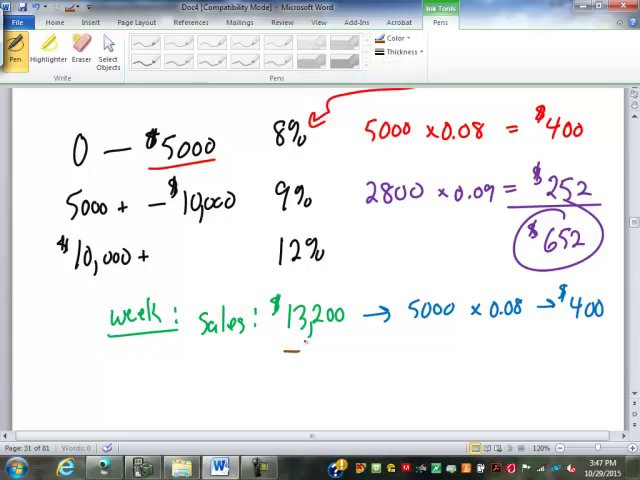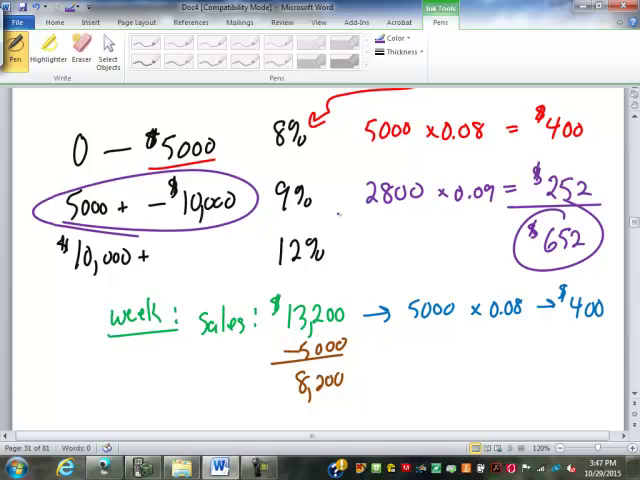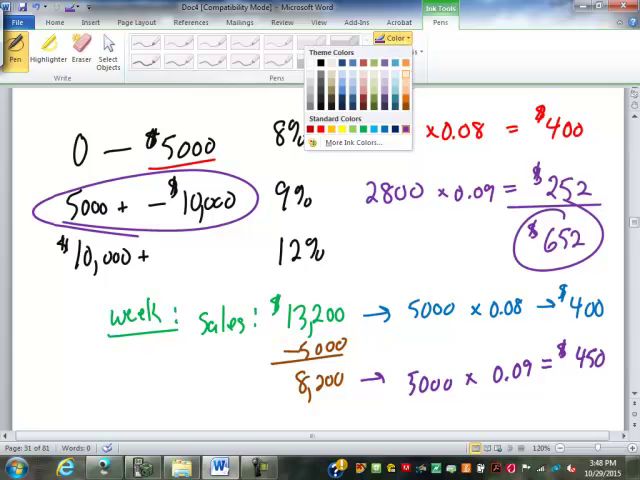I'm going to take away $5,000 because now there's only 8,200 left. Out of that 8,200, the next 5,000, from 5,000 to 10,000, is at what amount? 9%, right? So 5,000 times 9% is $450 commission on that next 5,000.